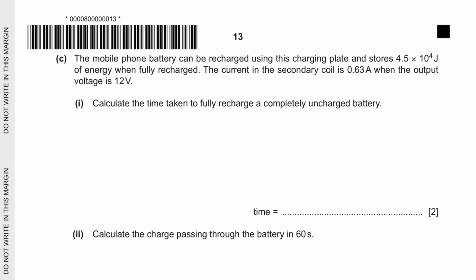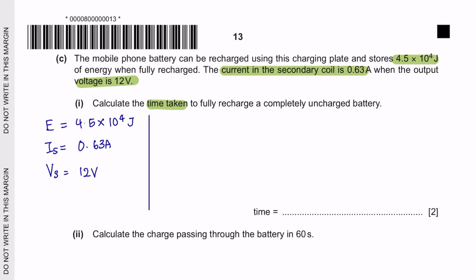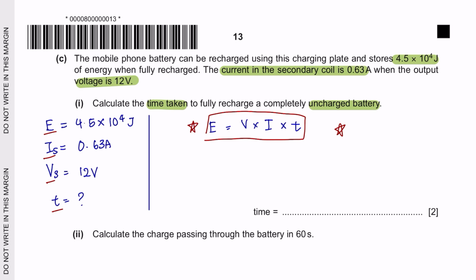The mobile phone battery can be recharged using the charging plate and stores 4.5 times 10 to the power of 4 joules of energy. The current in the secondary coil is 0.63 amperes when the output voltage is 12 volts. Calculate the time taken to completely recharge an uncharged battery. So we are looking to find time. The formula related to voltage, energy, current, and time is energy equals voltage times current times time. Remember that physics is largely calculation based, so be sure that you have memorized every formula in the syllabus.